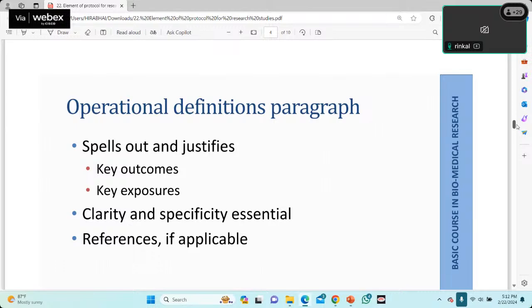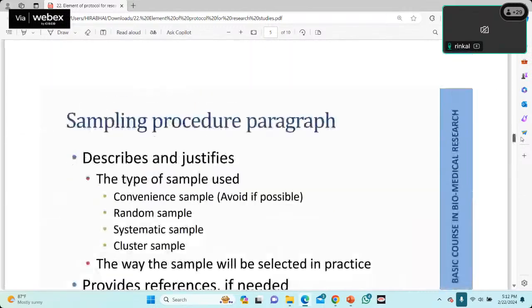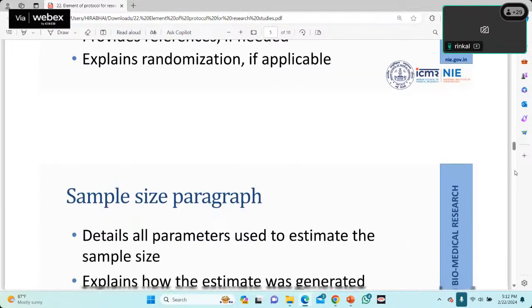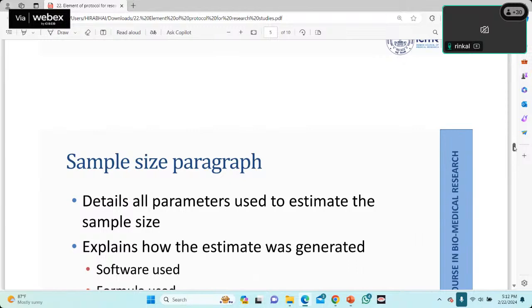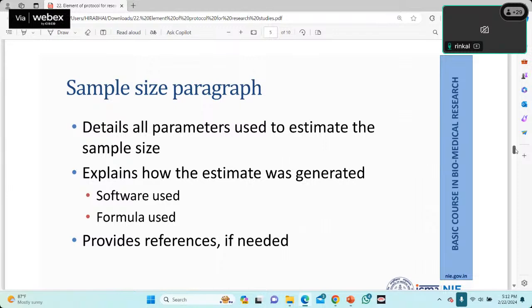As I said, operational definition we will write, then sampling procedure, which we already covered, that which type of sampling you will do, how you will do, and whenever you are mentioning any sampling procedure, also provide the reference and explain the randomization, which method you are going to use for randomization. Okay. Then sample size, based on which criteria you use the sample size, what formula you use, what software you have used, all that you need to mention.